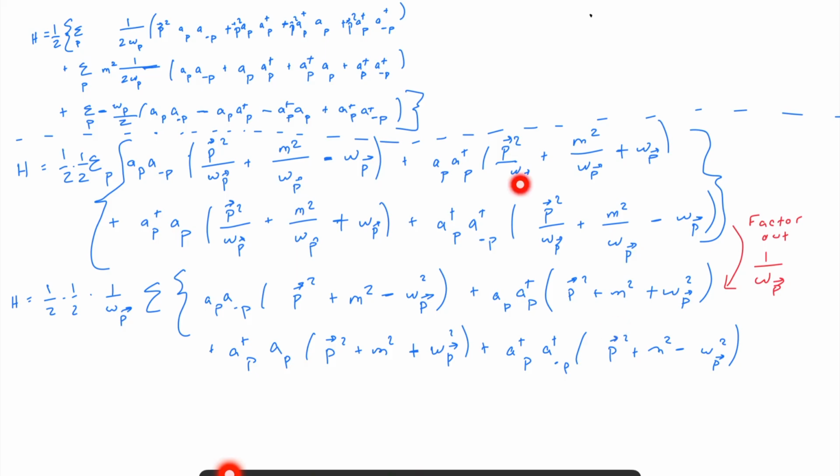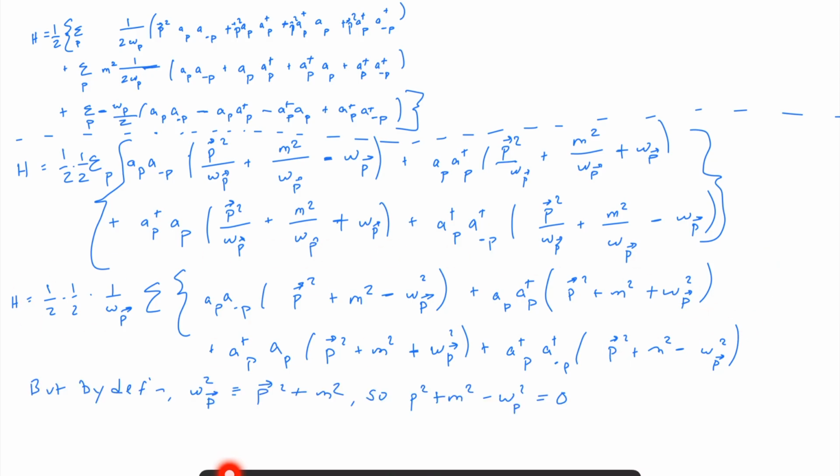I did the same thing over here, factoring out the omega_p, and then this omega_p just becomes omega_p squared. Same thing over here on this line. These omega_p's are all factored out. And same thing over here, the omega_p's are all factored out. So now take a look at this expression, which is what we have right now. And you will recall, hopefully, that we just defined, without explaining what it means yet, that omega_p squared is equal to p squared plus m squared. That's by definition.